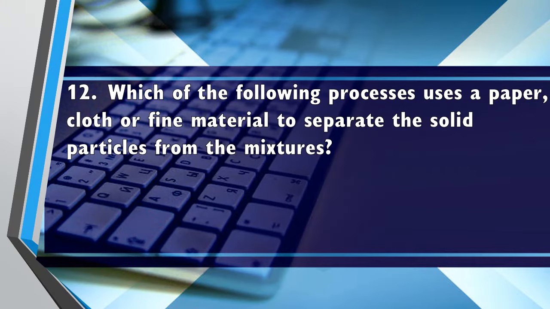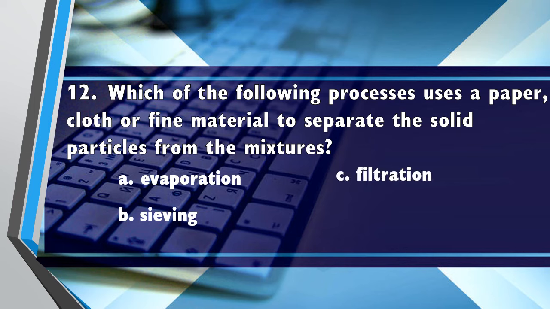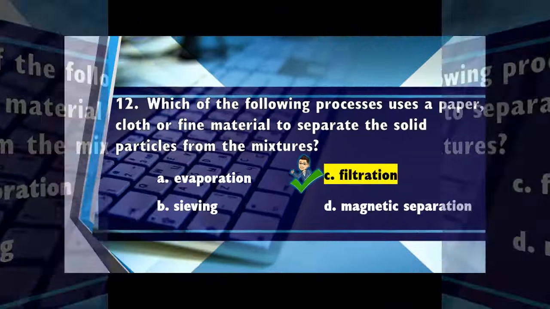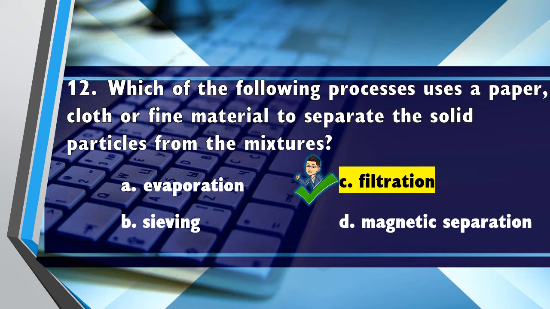Number 12. Which of the following processes uses a paper, cloth, or fine material to separate the solid particles from the mixtures? A. Evaporation. B. Sieving. C. Filtration. D. Magnetic separation. The correct answer is letter C. Filtration.